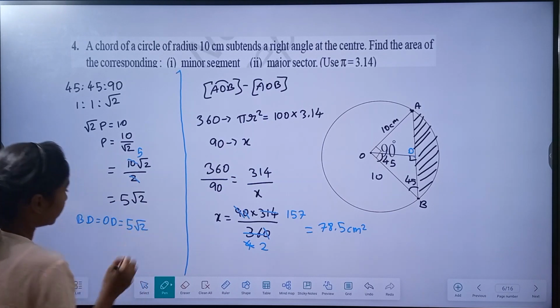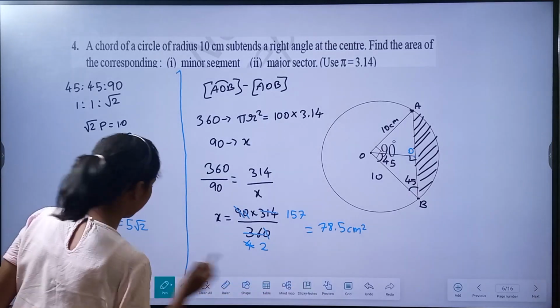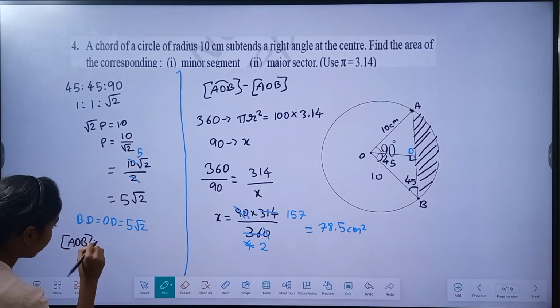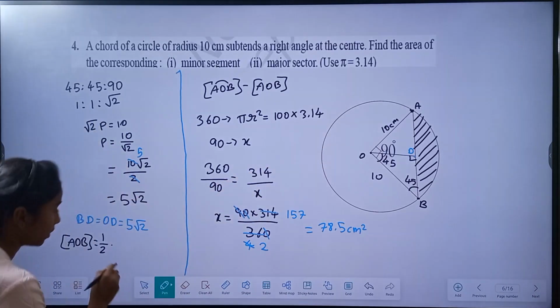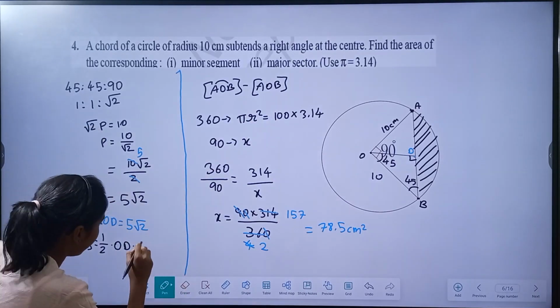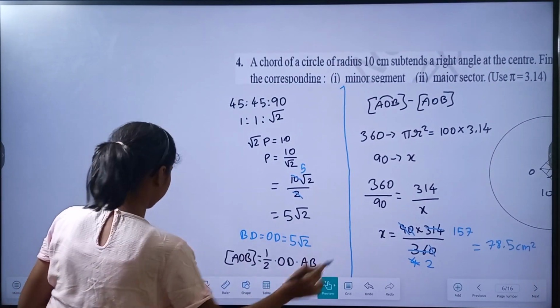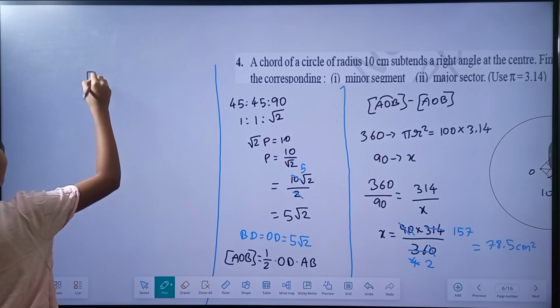So the area of triangle AOB equals half into height OD into the base AB.